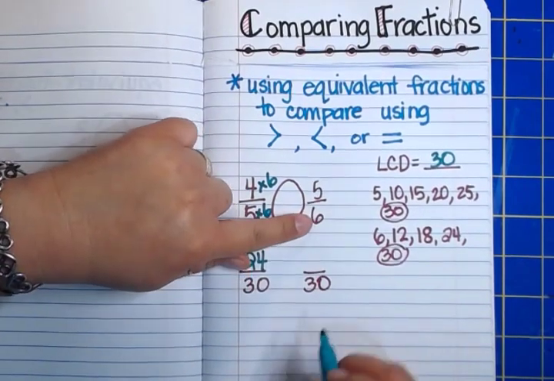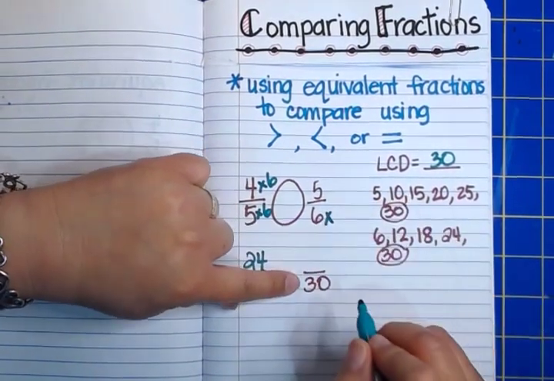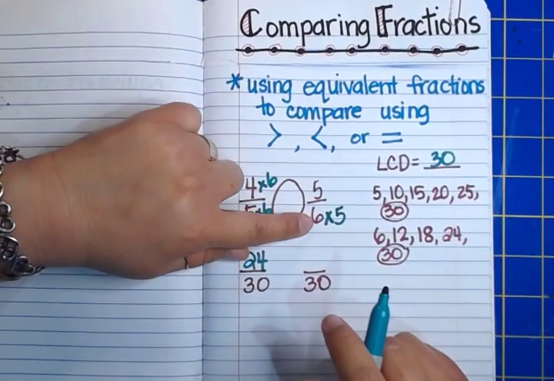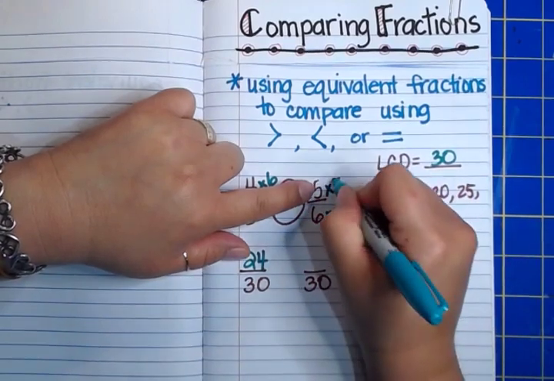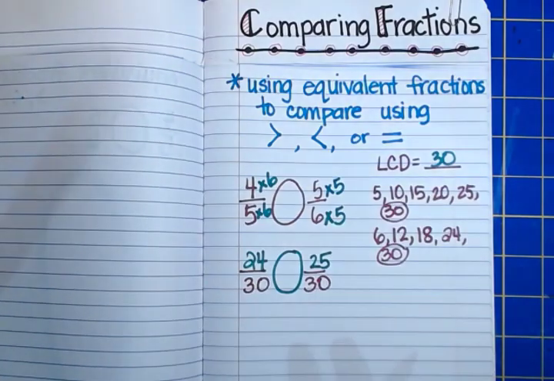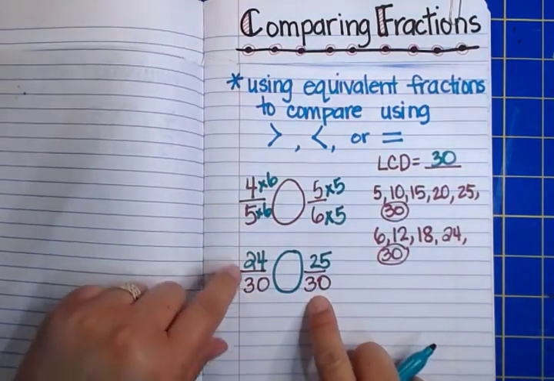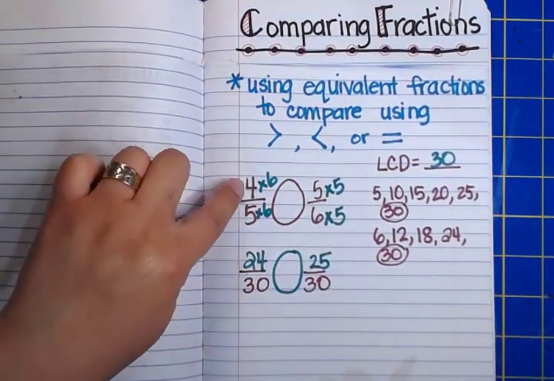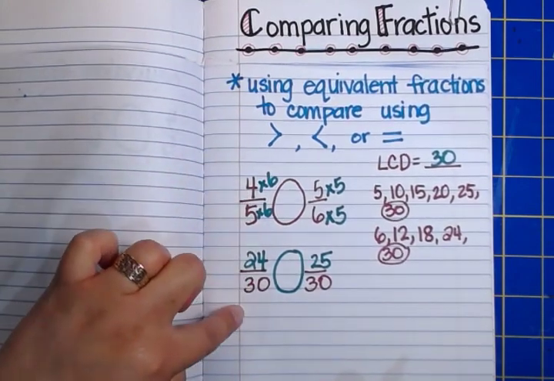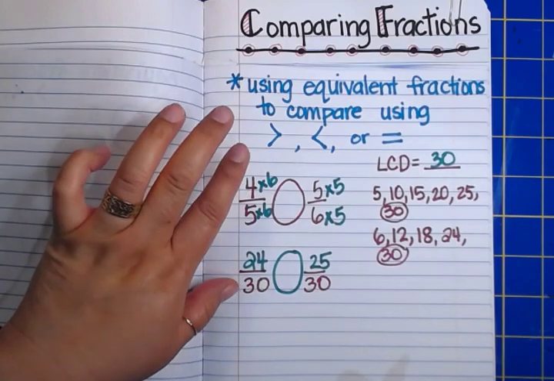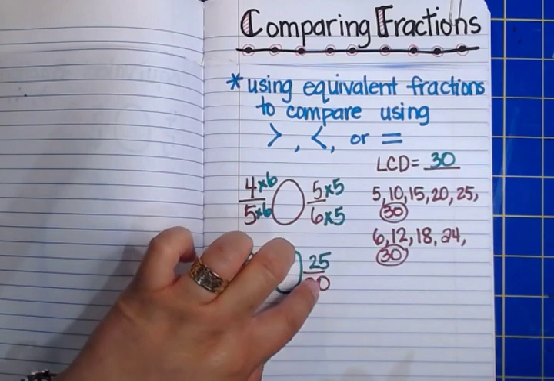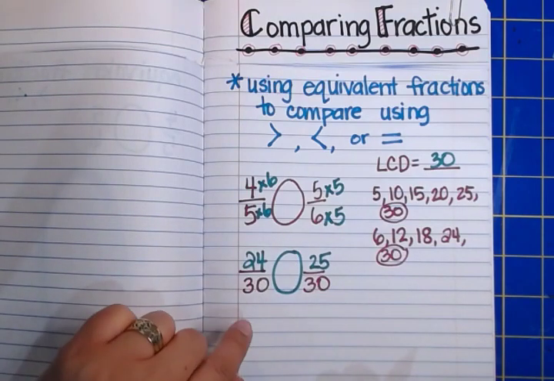I do the same thing on this side. 6 times what equals 30? And that would be 5. And then whatever I do on the bottom, I have to do on the top. 5 times 5 is 25. Now that my denominators are the same, because I have written equivalent fractions, 4/5 and 24/30 are equivalent fractions. They have the same value. 5/6 and 25/30 are equivalent fractions. They also have the same value.